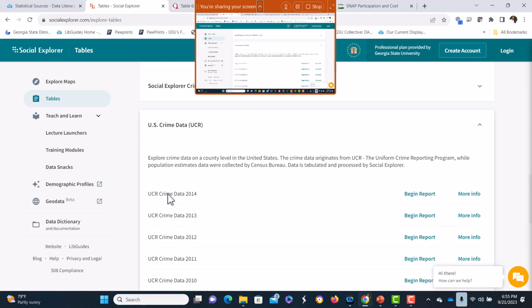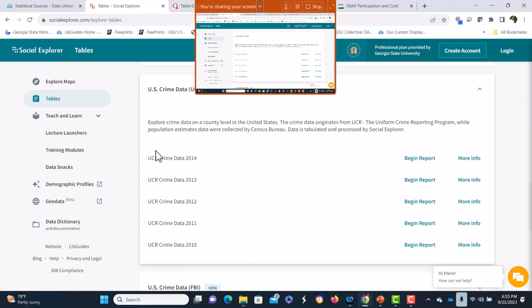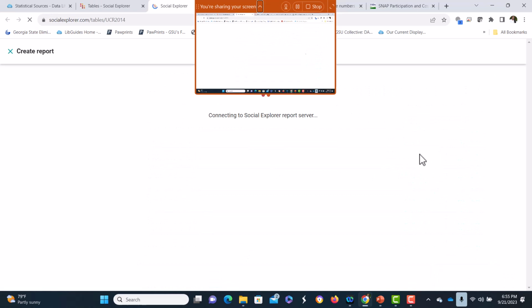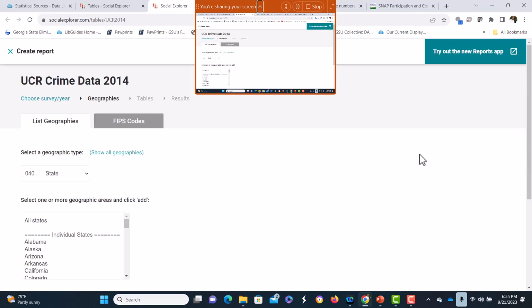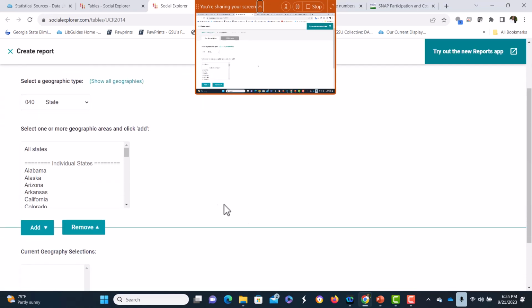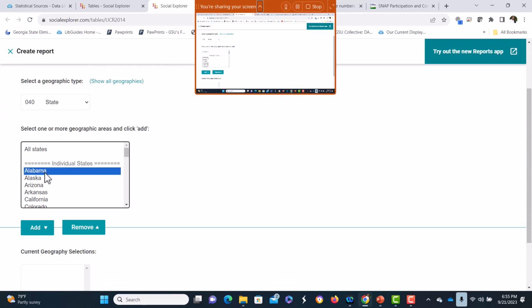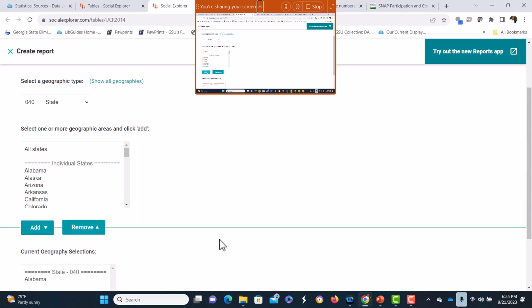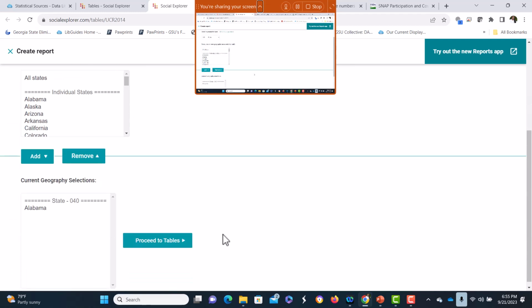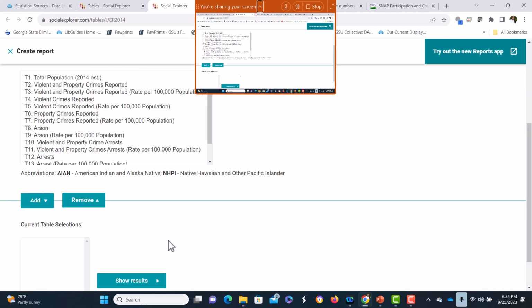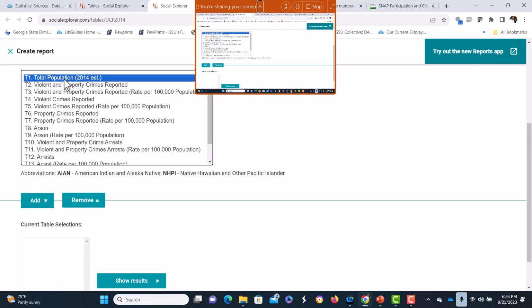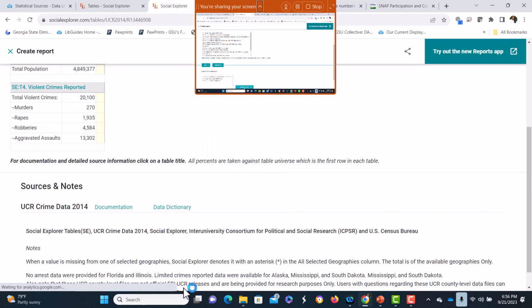So you see that it's 2014. Let's just go to a report. Just want you to see how it works graphically. I'm just going to do one state. You can really find information for one state or the entire country. I'm just doing one state. I'm going to add the tables I want to see.